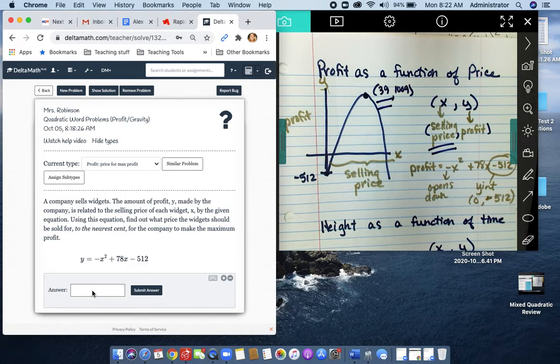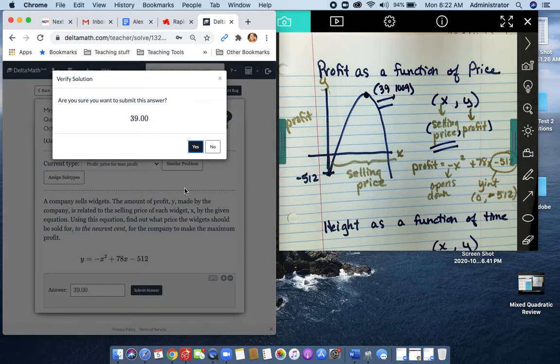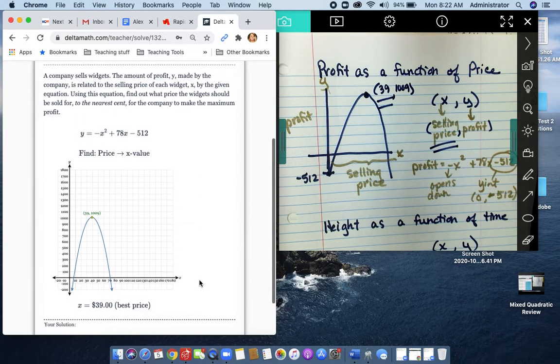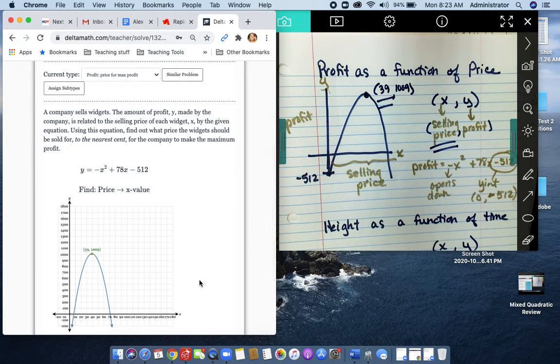So it says in nearest dollars and cents, so that would be 39.00. If for some reason you had to round, then you should do that. So 39.00, and that is correct. Okay, you do not have to put in the dollar sign, but you do need to put the cents. If it had, for some reason, 39.1234567, then of course we would round it to $39.12. So pay attention to that.